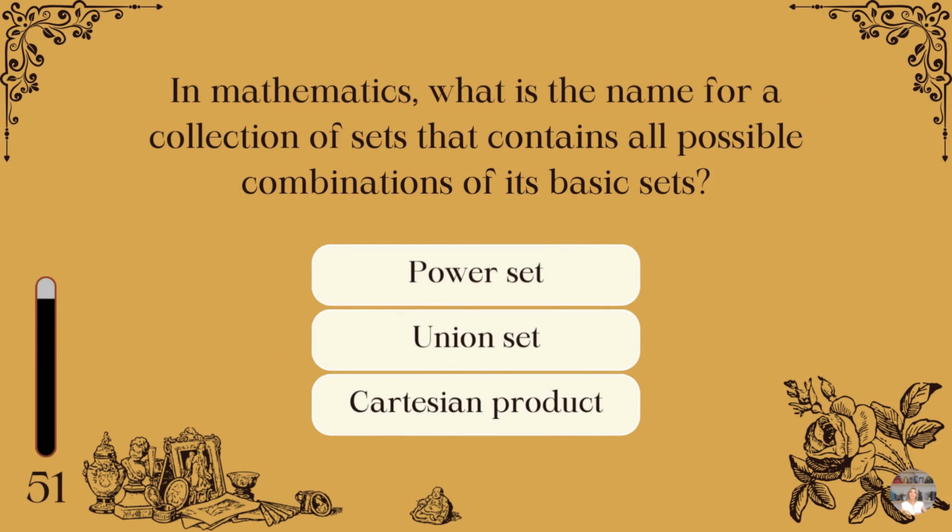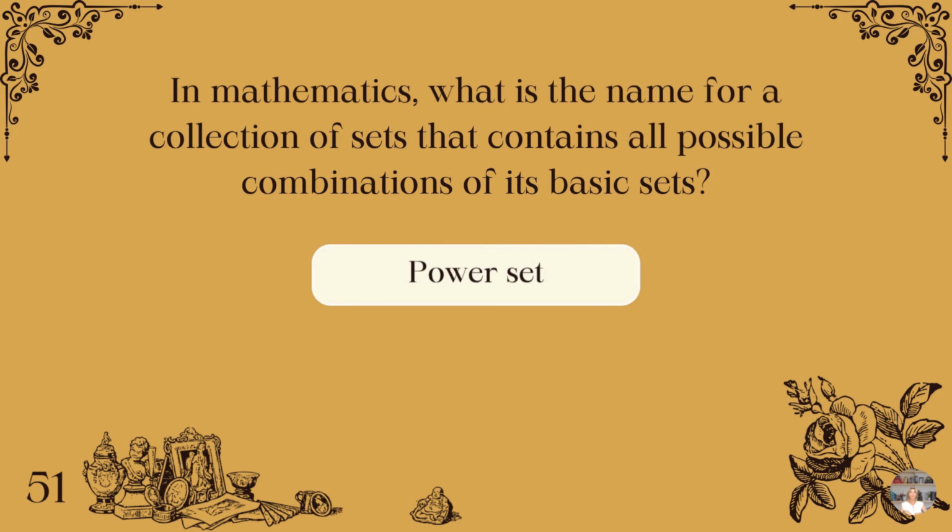In mathematics, what is the name for a collection of sets that contains all possible combinations of its basic sets? Power set, union set, or Cartesian product? Power set.